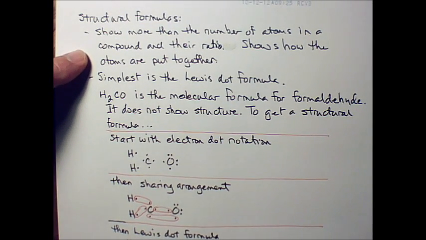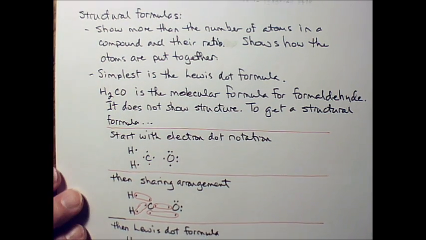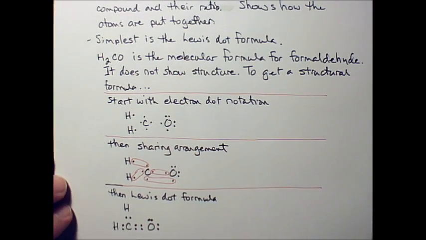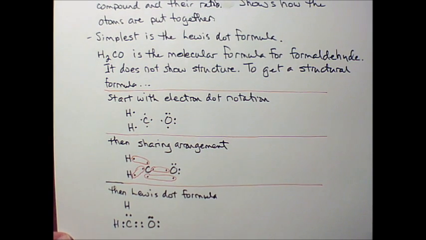Structural formulas show more than the number of atoms in a compound and the ratio between them. They show how the atoms are put together. The simplest structural formula is the Lewis dot formula. That's what we've been practicing on the past couple of days.